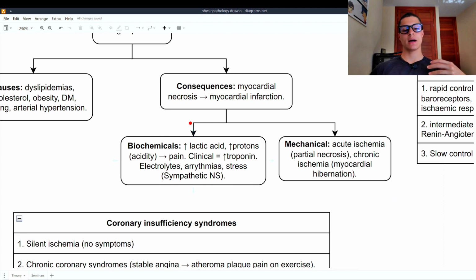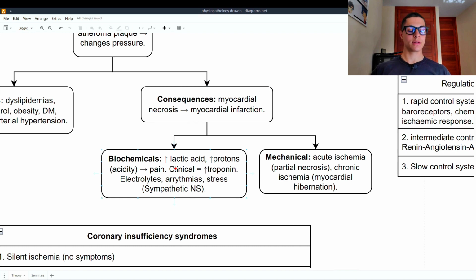Biochemical consequences are higher production of lactic acid, higher protons, which will create an acidity and therefore pain. And in the clinical, there is high troponin. Also, electricity has to do with it because electrolytes, arrhythmias, and the stress, all taking part with sympathetic nervous system, are indeed the biochemical consequences of coronary insufficiency.